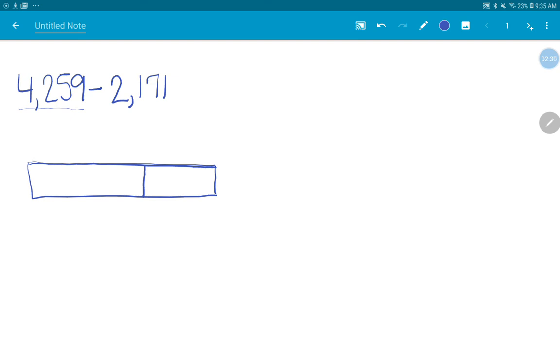Please do not draw on your place value charts, on your work mats. That's not what we're doing. We're having a math lesson. You're not supposed to be doing anything right now.